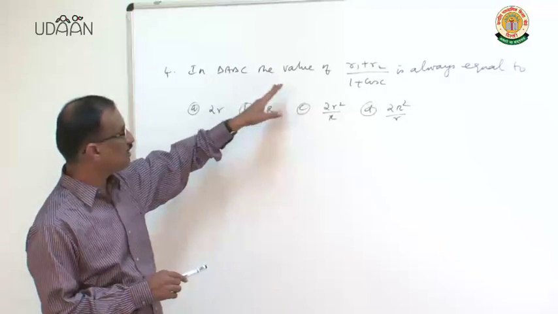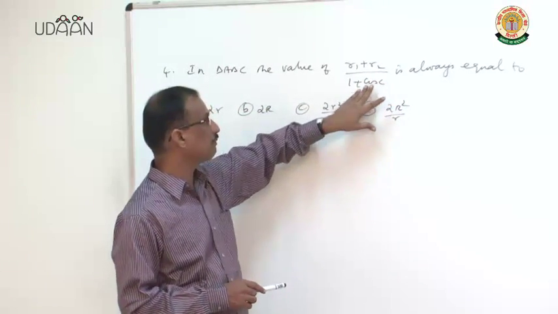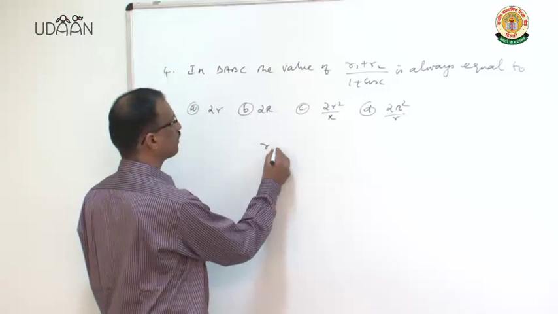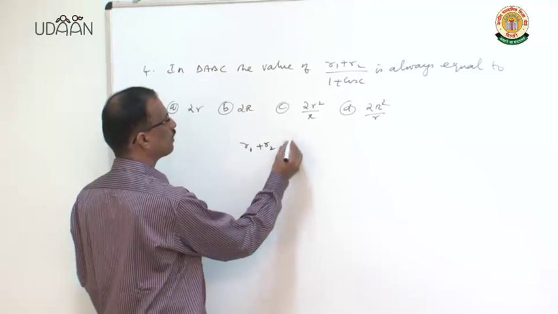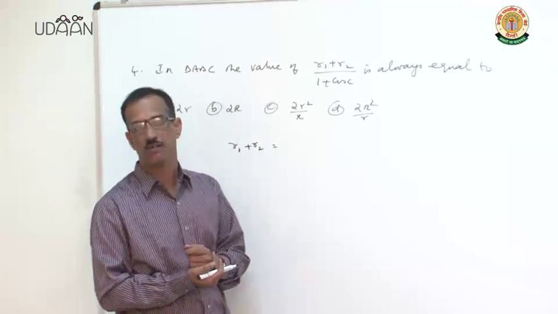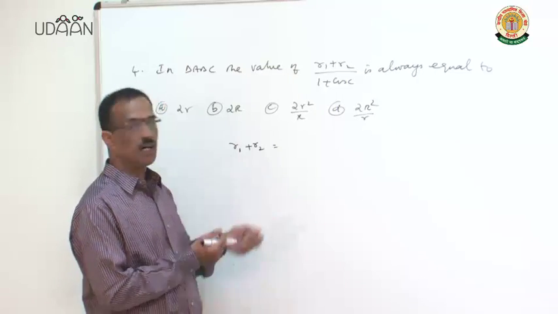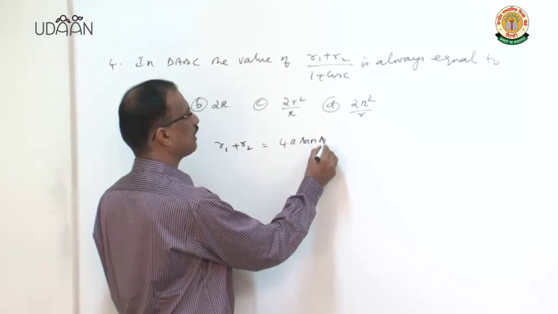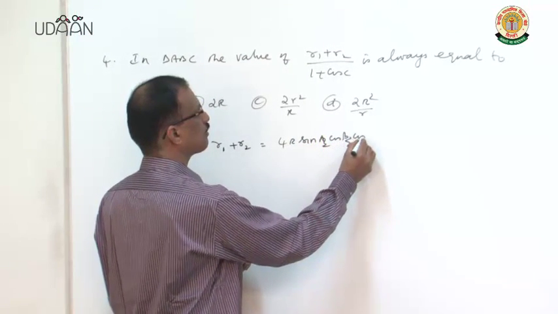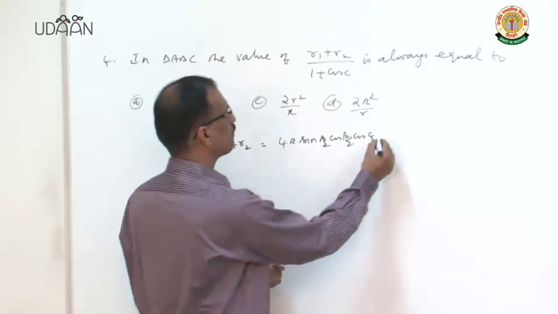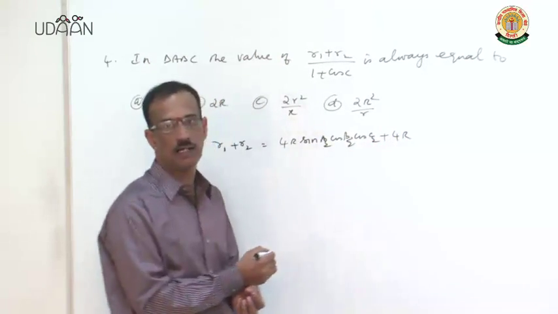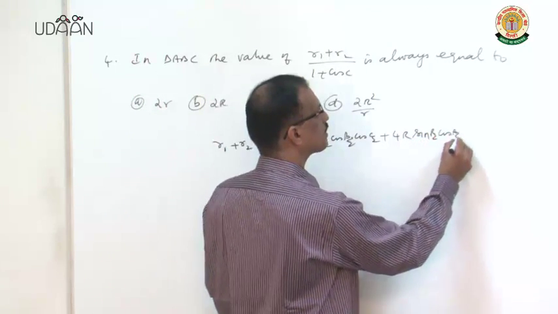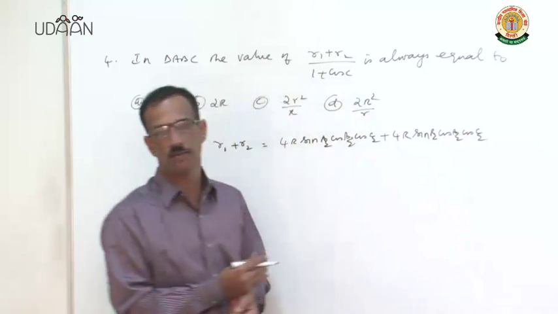In triangle ABC, the value of R1 plus R2 upon 1 plus cos C is always equal to what? So, we have to see that R1 plus R2 upon 1 plus cos C. R1 is 4R sin A by 2 cos B by 2 cos C by 2, plus 4R, we have R2 is sin B by 2 cos A by 2 cos C by 2.